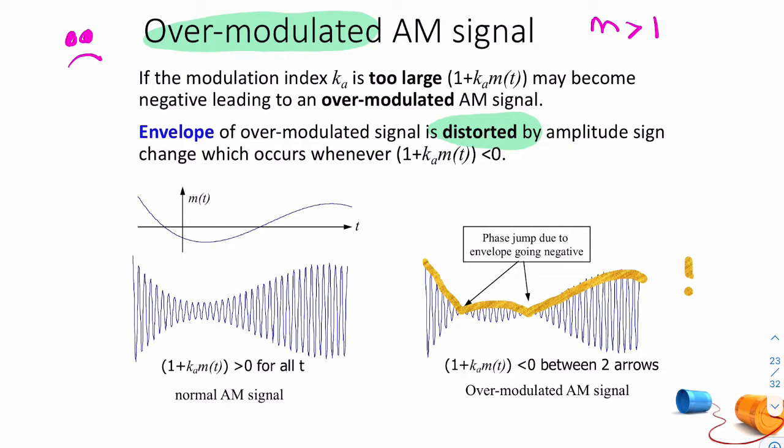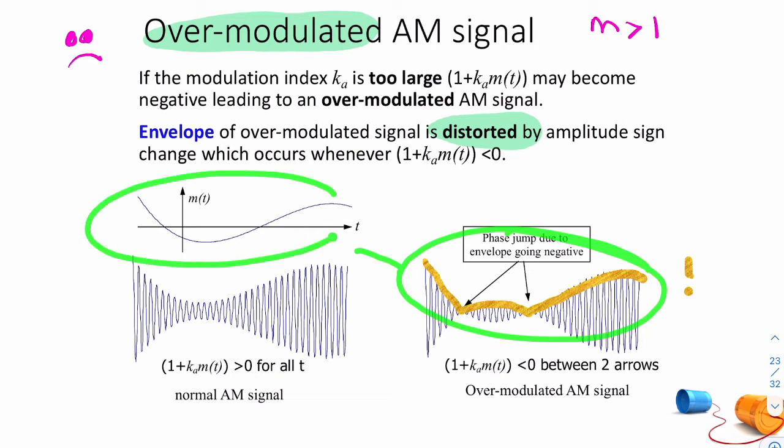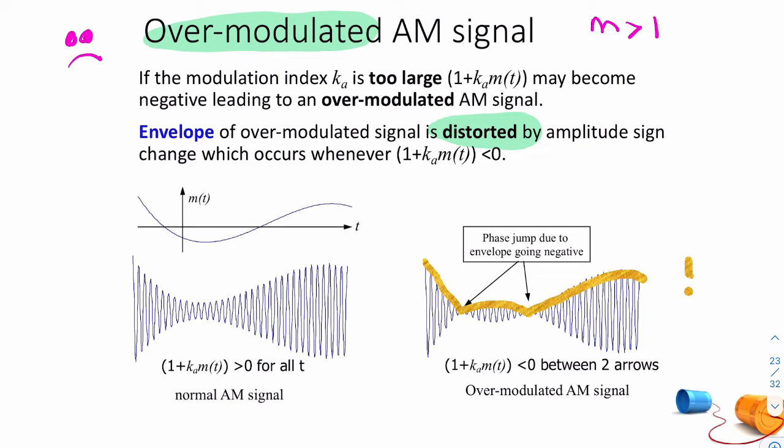So if you overmodulate, so if M is greater than 1, we have these phase reversals. These phase reversals result in distortion. That means your recovered signal doesn't resemble your original signal. So this doesn't look like that. That's undesirable. We want to avoid such a situation if we can.